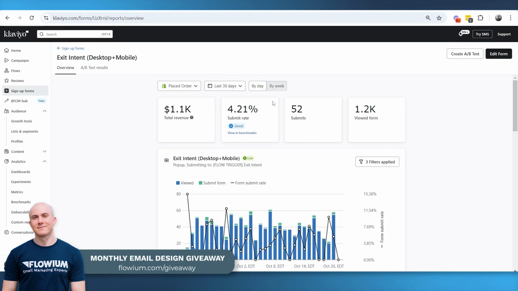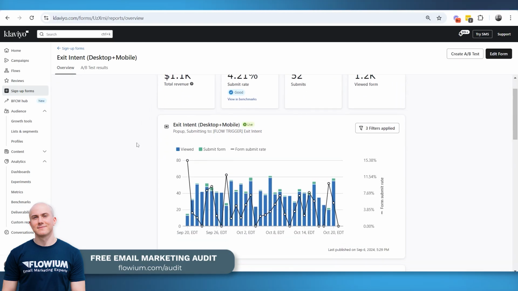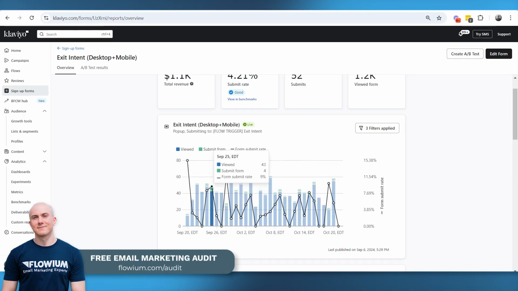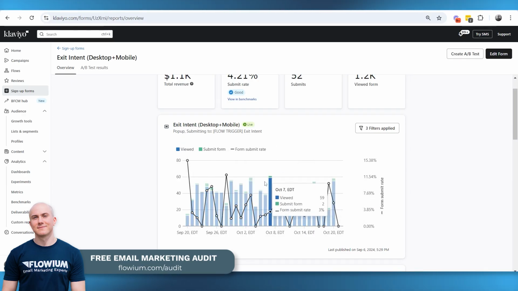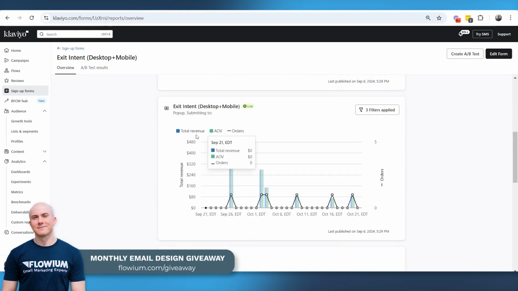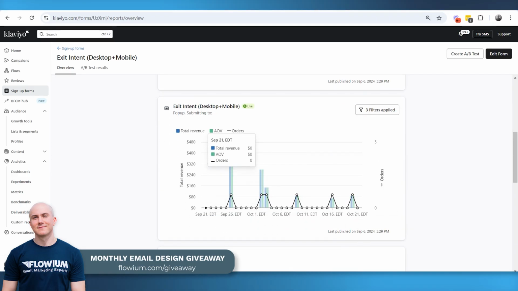So you'll see that in the last 30 days, as we were seeing in the previous page, we have 1.1 thousand revenue, submit rate, how many submits, how many people viewed the form. And here we have some additional information. This is the usual that we had before. So how many viewed, how many submitted, but below it, we also have revenue information. So we have total revenue, average order value, and orders.